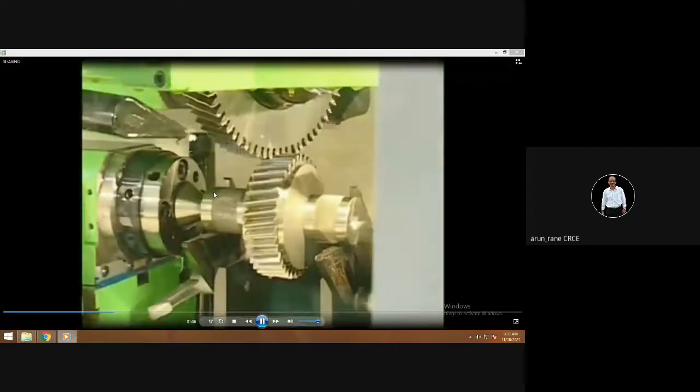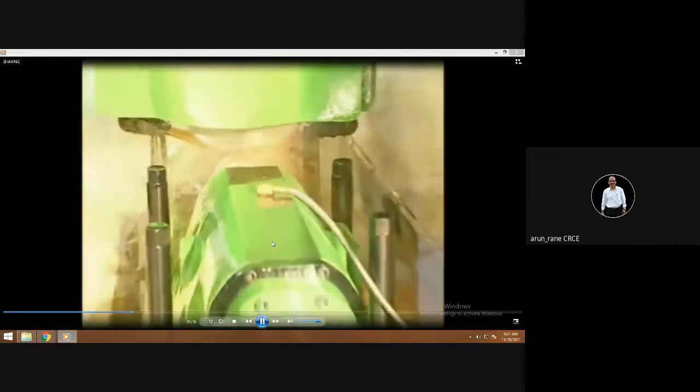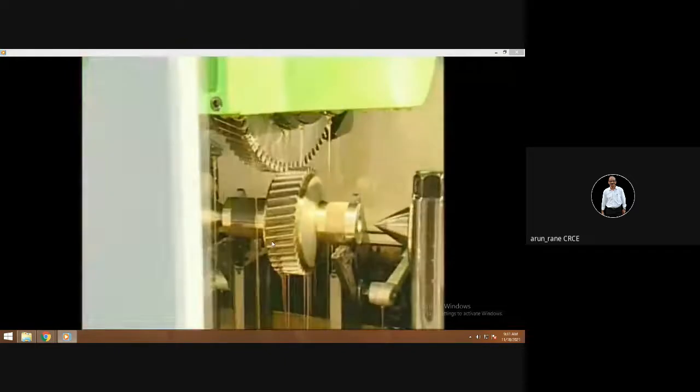Remember, that is the difference between hobbing and shaving. The workpiece will rotate once the cutter rotates. So it is not positively driven. The gear shaving operation is done to correct some profile errors and to offer excellent surface finish.